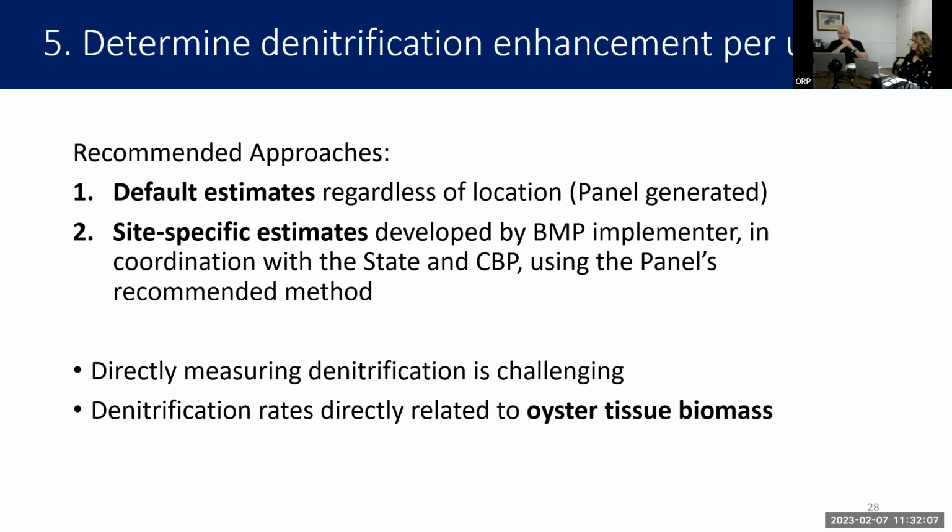Directly measuring denitrification, as I said, is challenging and potentially costly. So part of the rationale for the default estimates is that it would be too costly to really make these measurements everywhere all the time, and thus really would hinder the implementation. Denitrification rates are also related directly to oyster tissue biomass, as we've shown.